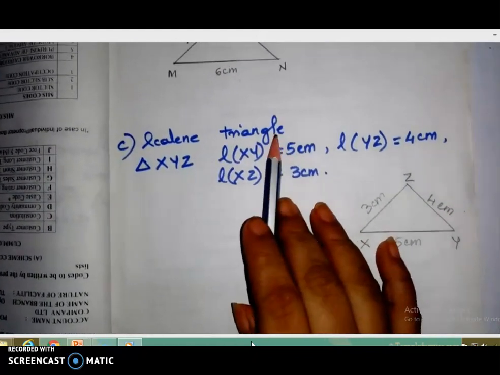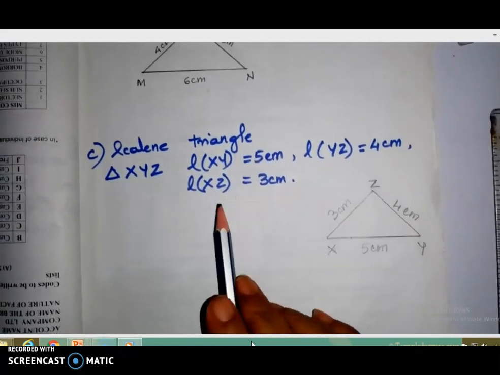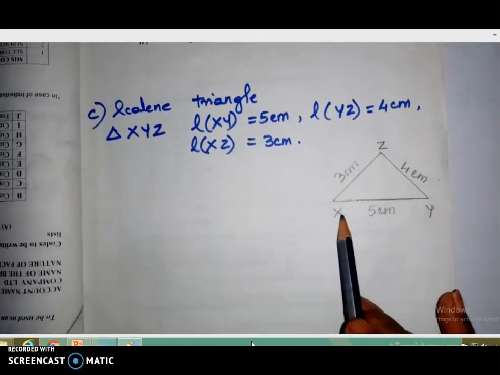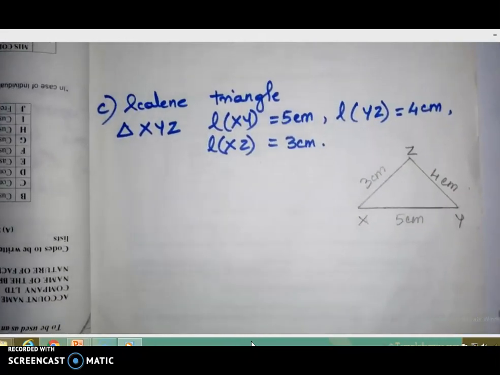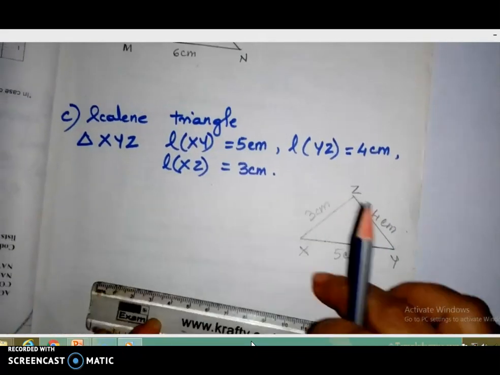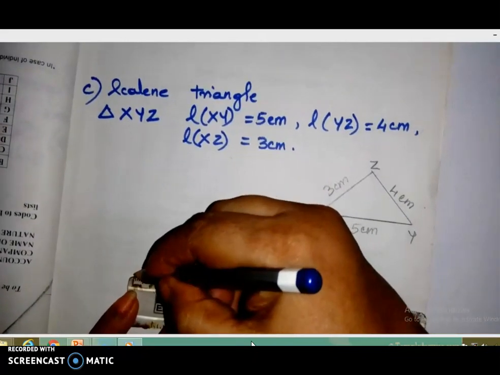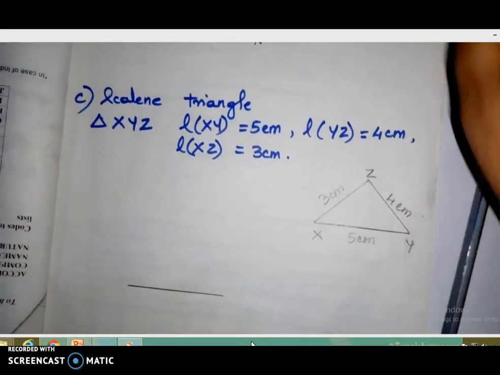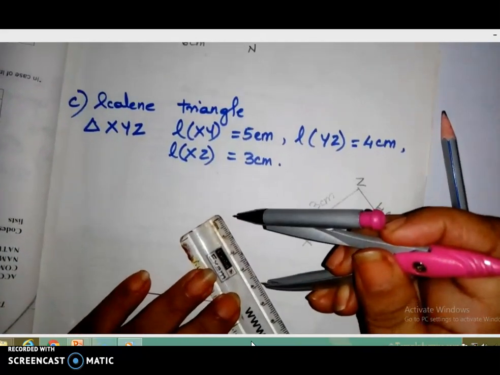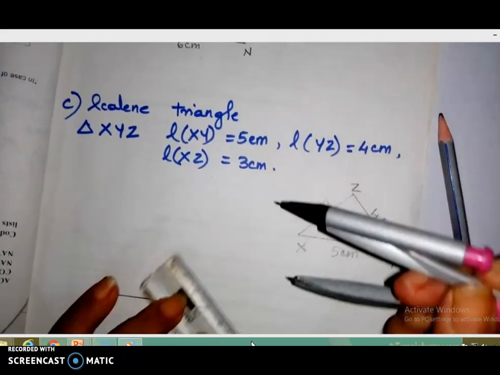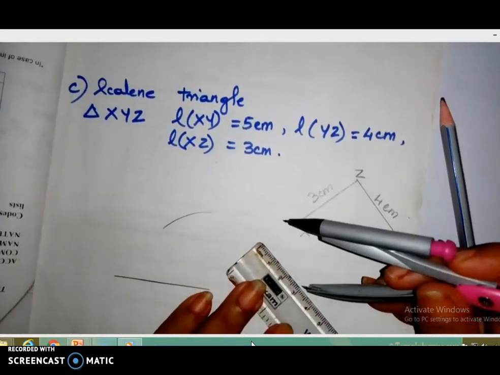Next is the scalene triangle. And in a scalene triangle, you know that all the three sides are of different lengths. So we have taken the base as 5 centimeter XY. One side is 3 centimeter and the other side is 4 centimeter. We'll first draw the base of 5 centimeter length. Next we will measure 4 centimeter. And then 3 centimeter.